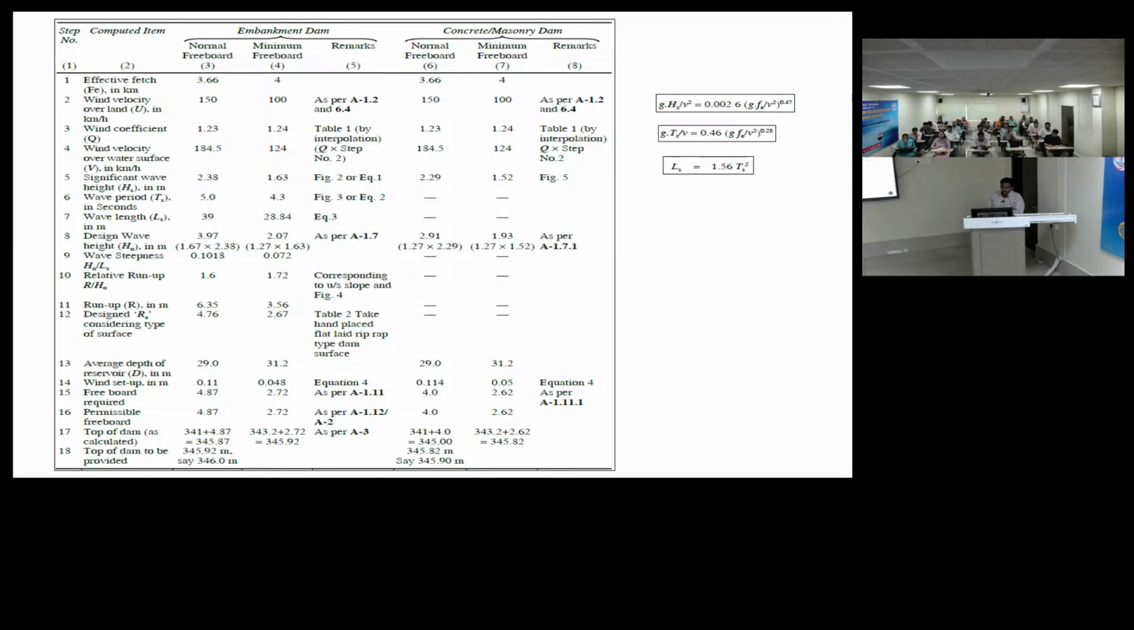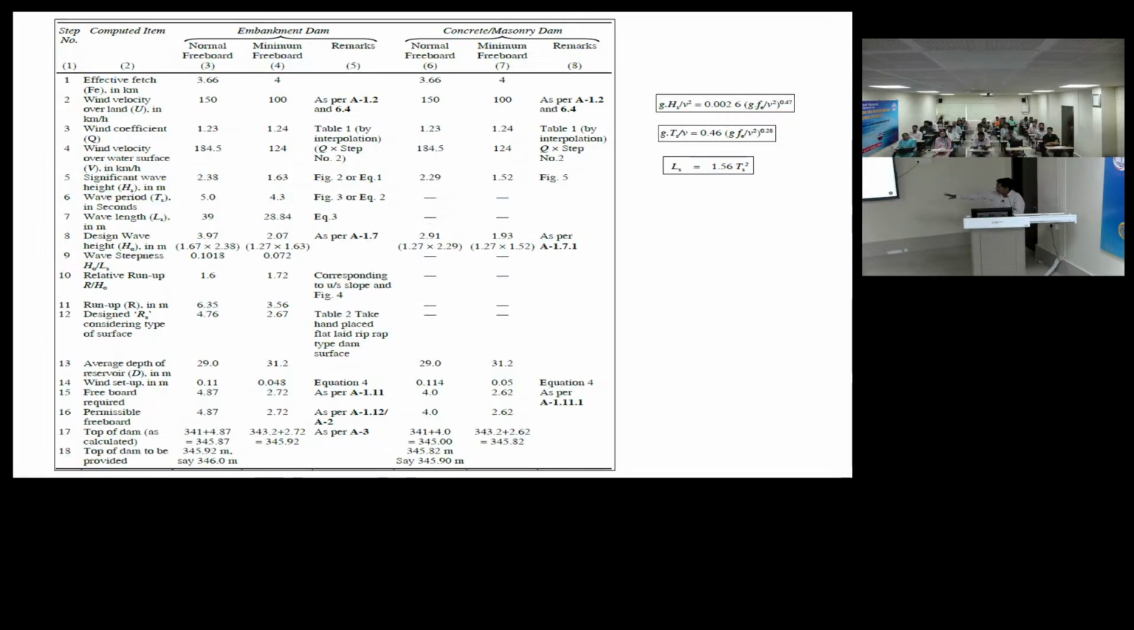So for which dams do we have to give more freeboard, concrete dam or embankment dam? Why? Because earthen dams generally have more chance of failure, right? If you have less freeboard, as soon as the water reaches the dam top, the earthen dam will fail. So for earthen dams we take more diversion flood and also more freeboard.